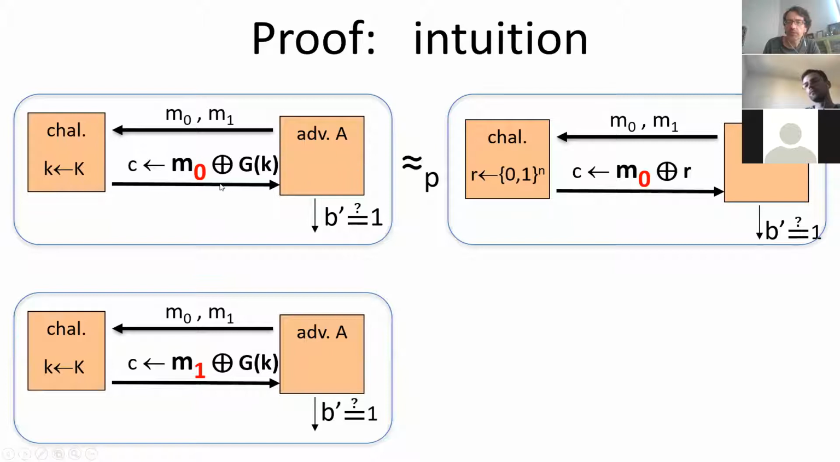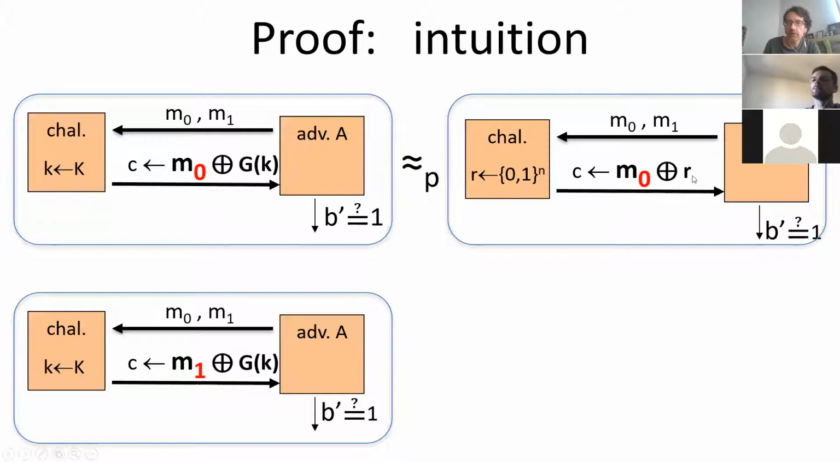Intuitively, there should be no attacker that distinguishes this sample from this sample. Why should that be the case? No efficient attacker A can distinguish this sample from this, because the only place they differ is on this part. Here, this sample is M0 XORed GK.